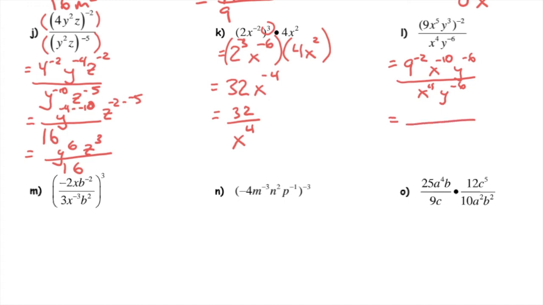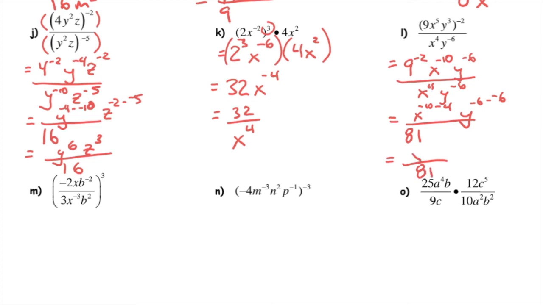Now, here we go. 9 to the negative 2. The negative is going to cause a reciprocal, so I'm going to have 9 squared in the denominator, and 9 squared is 81. Then in the numerator, I'm going to get x to the negative 10 minus 4. That's what that division is going to look like. I'm going to subtract the exponents. For the y's, I'm going to get y to the negative 6 minus negative 6. And there's something that could be said about that in just a moment.